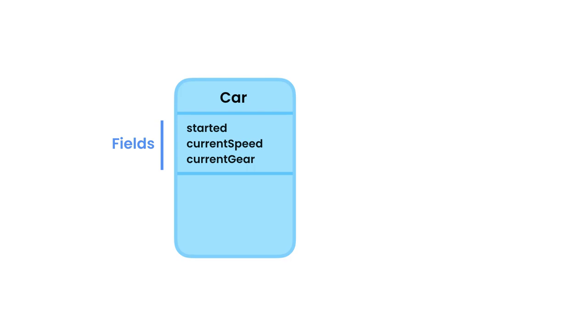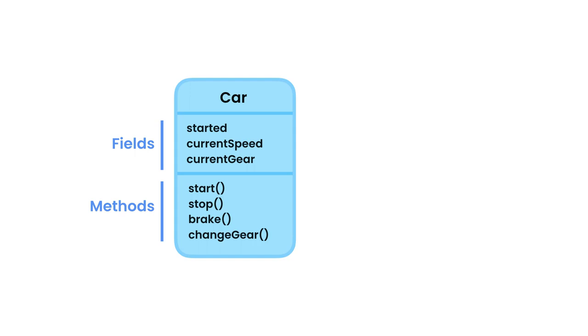Now, a car can also have behaviors or methods like start, stop, brake, change gear, and so on. When we call these methods, the state of a car changes. For example, when we call the change gear method, the value of the current gear field changes. So this car class is a template or blueprint for creating new objects.